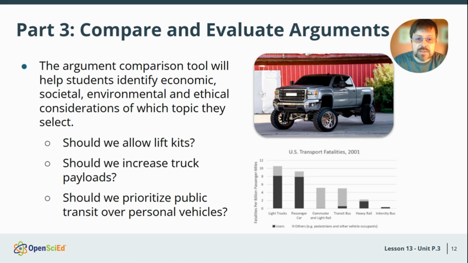The 3 topics that are in the curriculum are: should we allow lift kits, like this truck pictured here on the slide? Should we increase truck payloads? Should they be allowed to carry more? And the third topic is, should we prioritize public transit over personal vehicles? I'm thinking about what that means from a safety perspective.